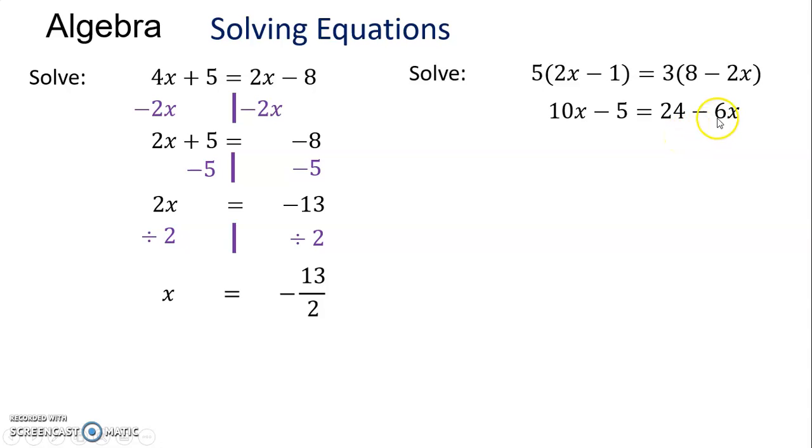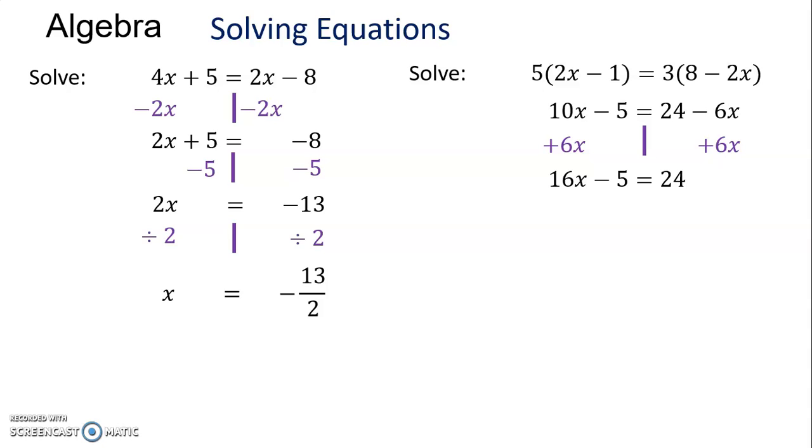The difference here, though, is that I've got a -6x on this side. So if I want to make sure that on this right-hand side I've got no x's, I'm going to have to do the inverse of subtracting 6x. In other words, I'm going to need to add 6x to both sides. And that will then mean that on this left-hand side, altogether I have 16x. So 16x subtract 5 is equal to 24.